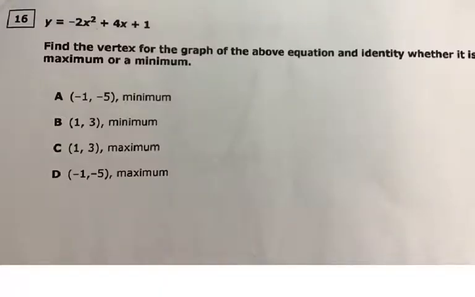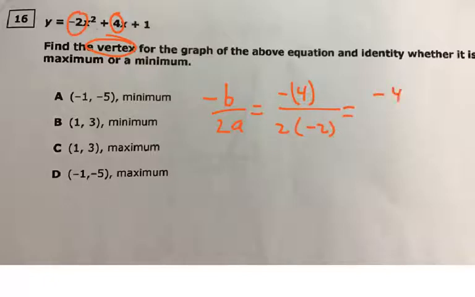All right, 16. This is going to be a quick one. Guys, they're asking for the vertex. You guys must know negative b over 2a always gives me my vertex, okay? And so I'm going to plug in the 4. B is 4, in other words. 2 times a, you notice, is negative 4. I'm going to get negative 4 over negative 4, which is positive 1.